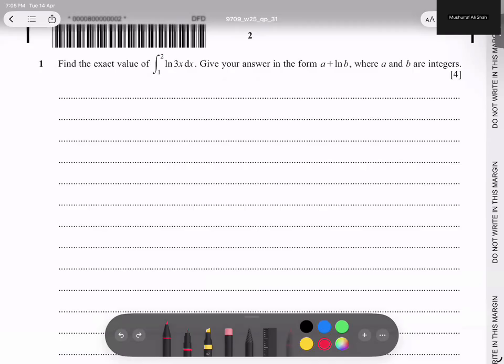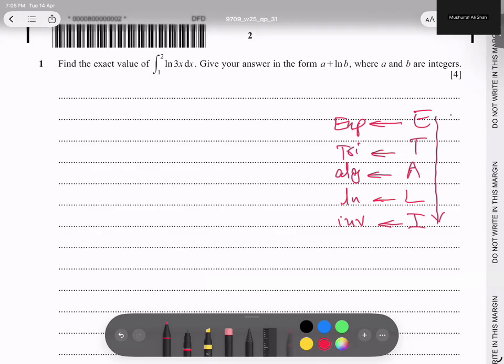Before I start, I have discussed this many times with you, but I will repeat it again. L-A-T-E, late. I stands for inverse function. L stands for logarithm function. A stands for algebra. T stands for trigonometry. E stands for exponential. When you have these functions from top to down, the top is the V function and the down is the U function. So this is a rule of integration.